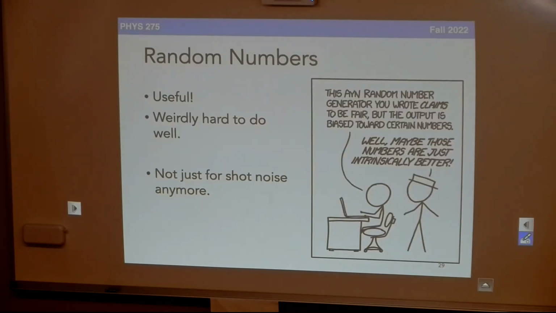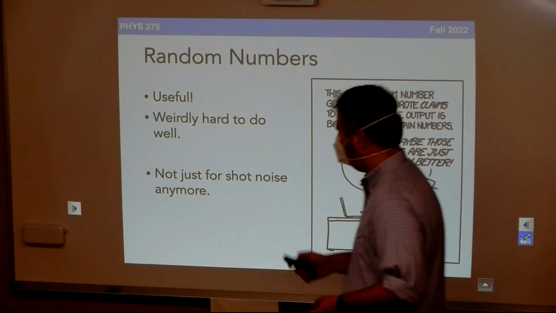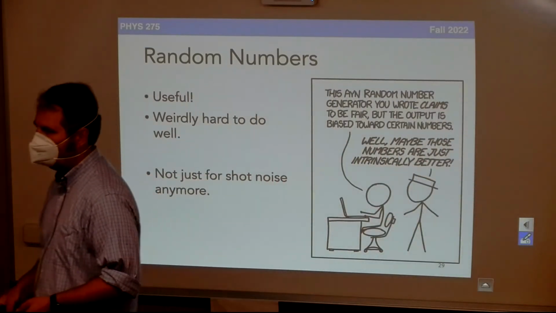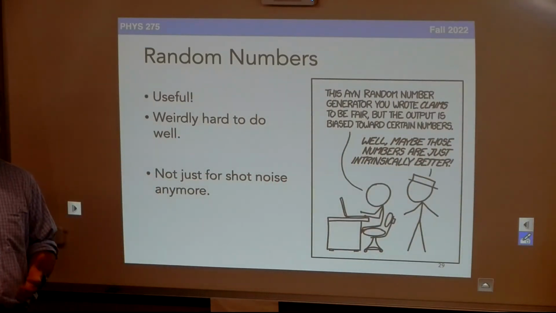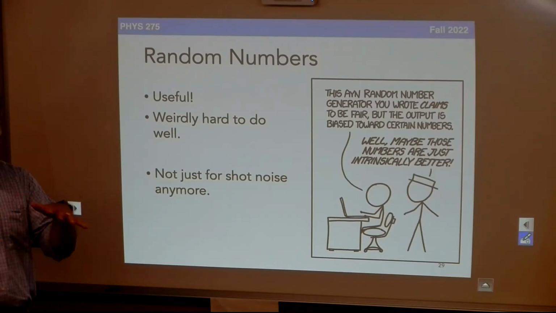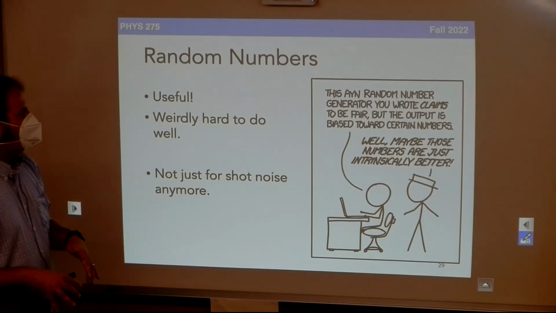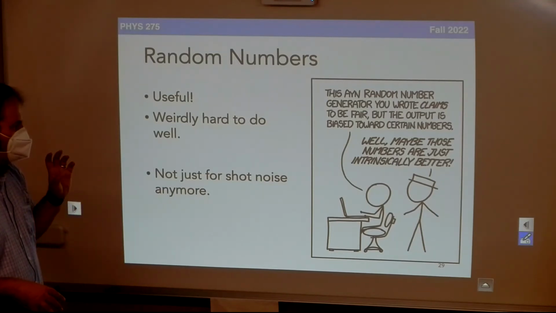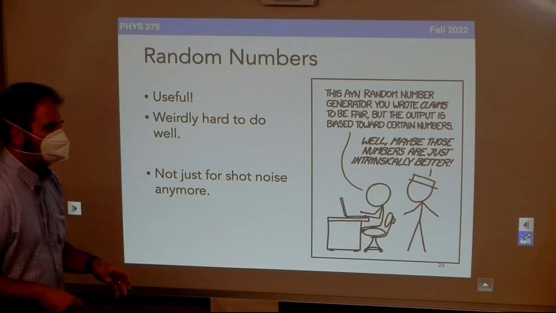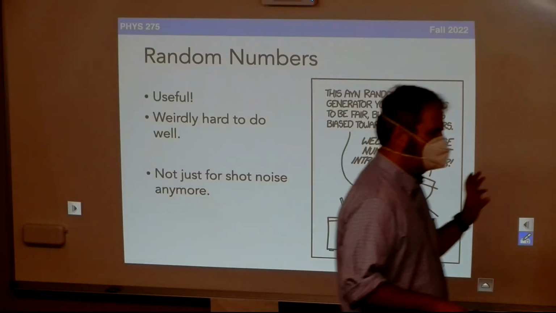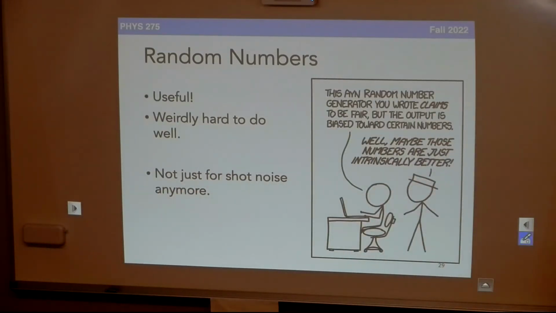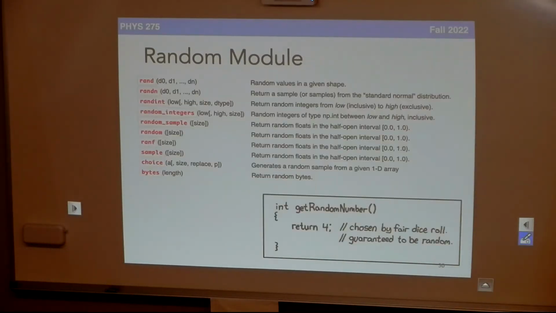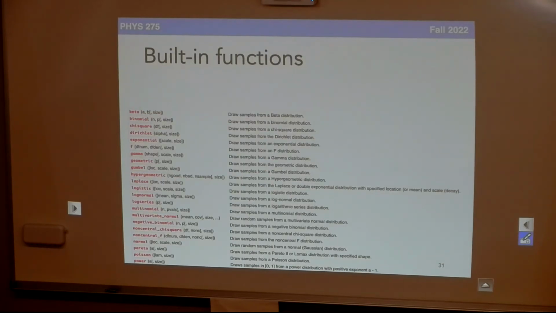All right, random numbers. They're useful. It's weirdly hard to do well. And it's not just for shot noise anymore. You can use it for things that have a tail or a weird distribution. I always put in random noise generation. It's the kind of thing that underlies a lot of crypto, basically encoding. But the built-in functions, there's a lot of them, so I'm not going to go over them all.